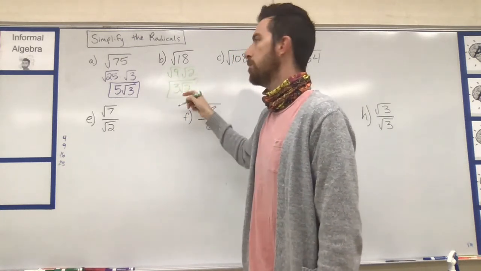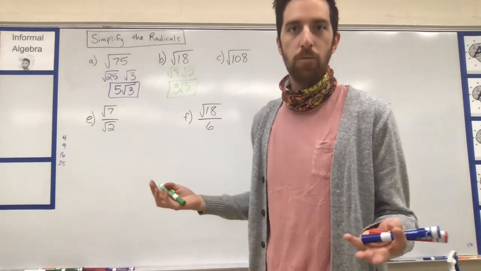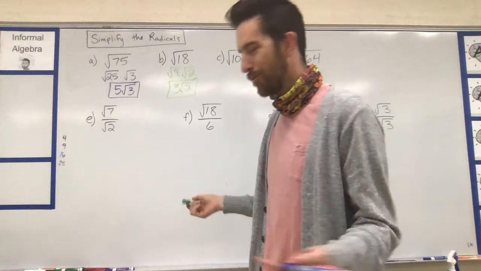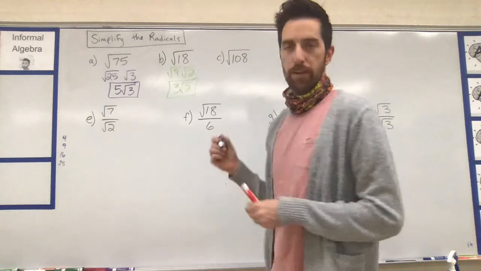Always check, make sure there are no more perfect squares left in that radical. And 2 doesn't have any yet. You could say 1 is a perfect square, but square root of 1 is 1, so you don't really get anywhere with that. All right, 108.